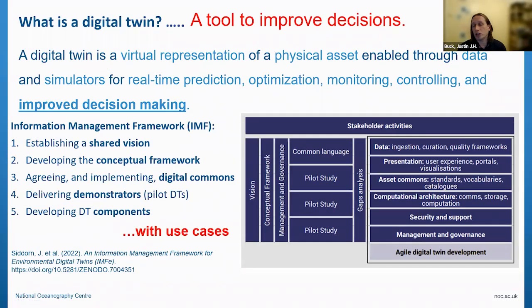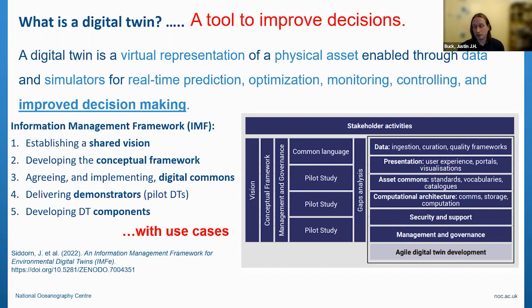So when we show digital twins presentations, we tend to start with a couple of definitions. Fundamentally, when we describe a digital twin here, we're looking at a tool to improve decisions and decision making. It's a virtual representation of a physical asset enabled through data and simulators for real-time prediction, optimization, monitoring, controlling, and improved decision making. That's our key output for any of this work.